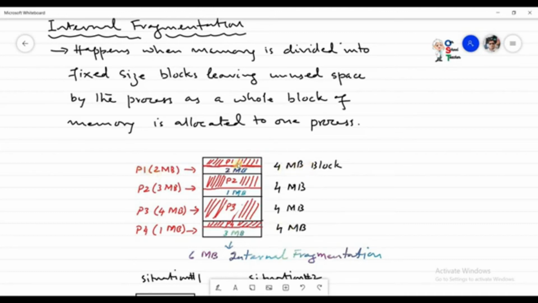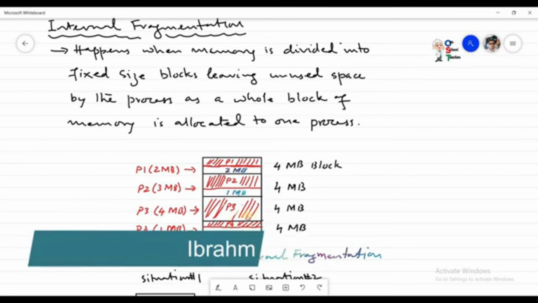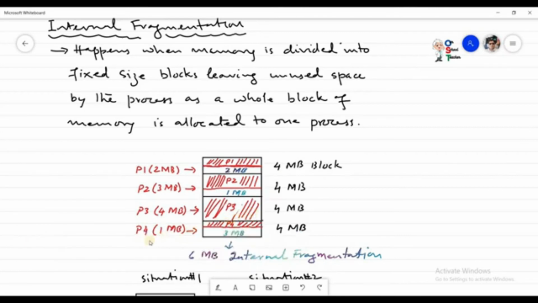So process 1 is coming in first block, leaving 2 MB unused. Similarly, process 2 is coming in second block, leaving 1 MB unused. Process 3 is coming in third block, leaving no space unused. Full space has been used. And P4 is coming in block 4, leaving 3 MB unused.